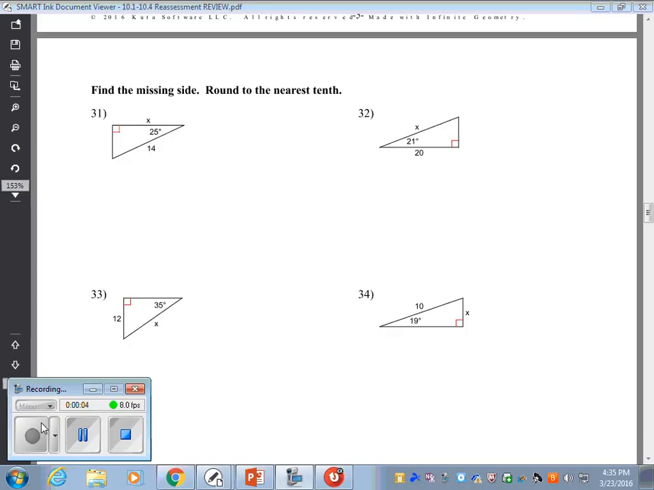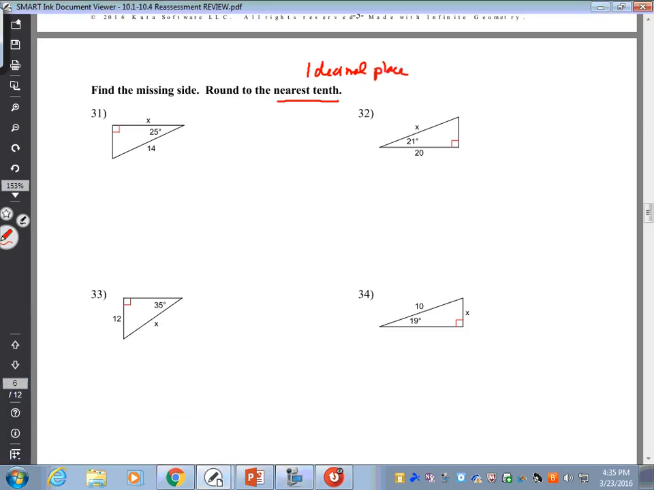This section, find the missing side, round to the nearest tenth. Nearest tenth, that's 1 decimal place. Alright, same steps. Use your booklet, review your booklet. It had steps to follow.